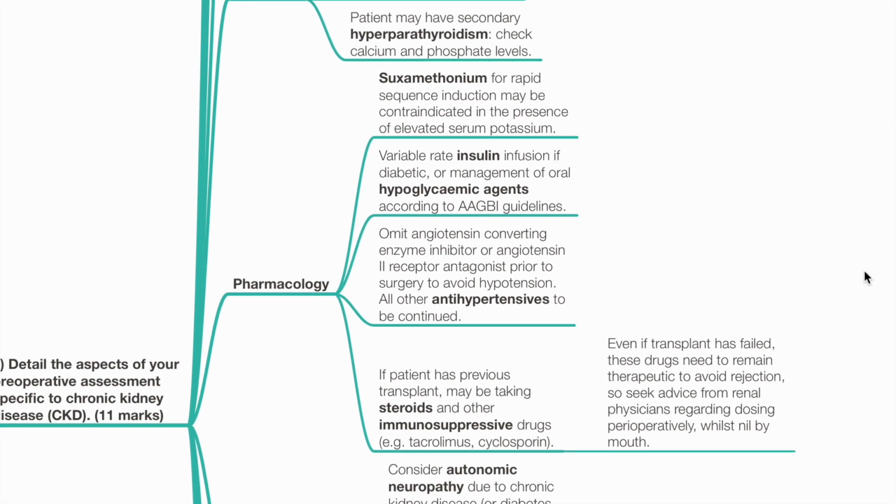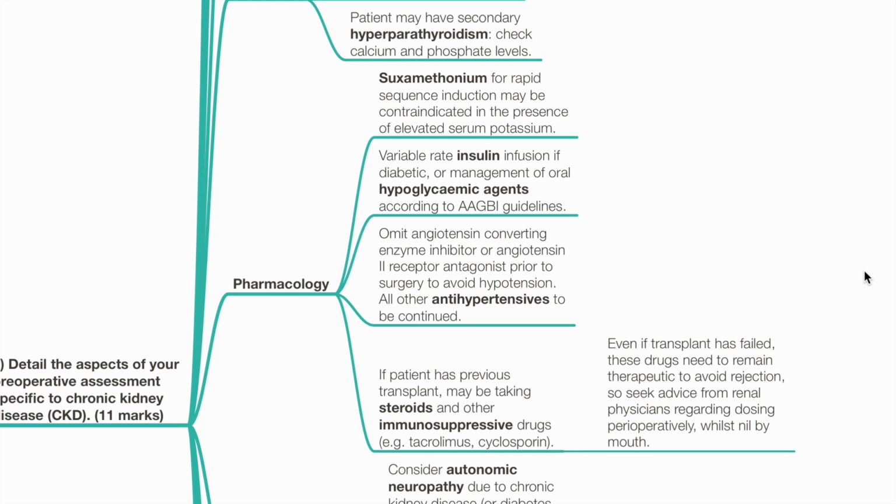Pharmacology. Suxamethonium for RSI may be contraindicated if potassium is elevated. Variable rate insulin infusion if diabetic, or management of oral hypoglycemic agents according to AAGBI guidelines. Omit ACE inhibitors or ARBs prior to surgery to avoid hypotension. All other antihypertensives may be continued.